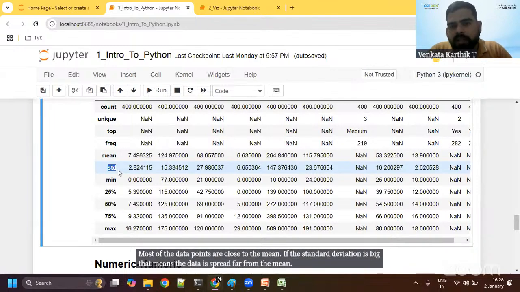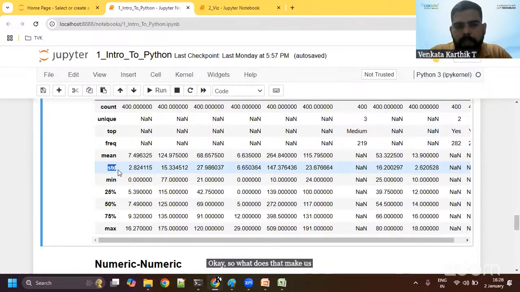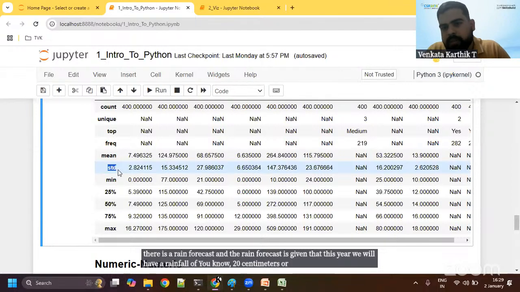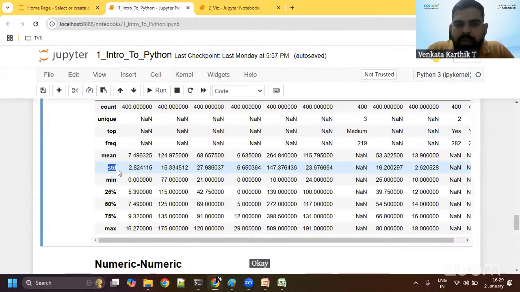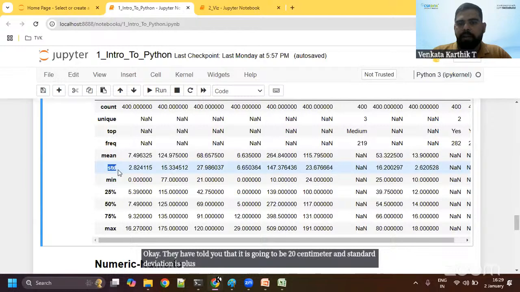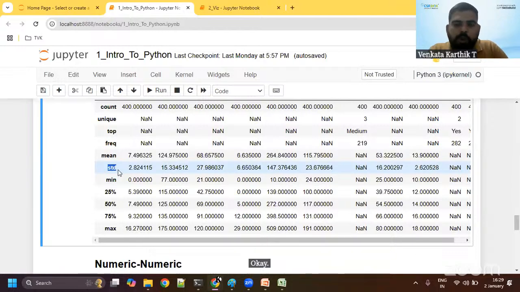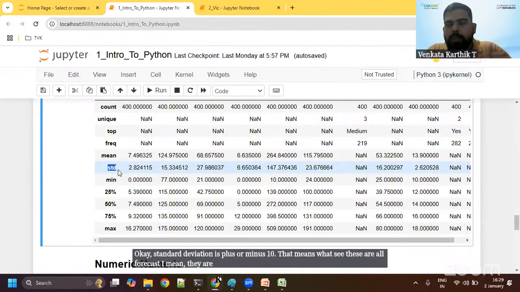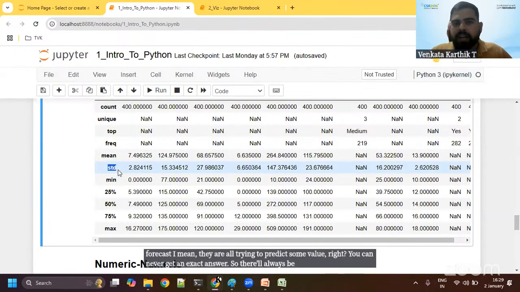Okay. So what does that make us understand? See, for example, let's say there is a rain forecast, and the forecast says that this year we will have a rainfall of 20 centimeters. Okay. And now they have told you that it is going to be 20 centimeters and the standard deviation is plus or minus 10. That means what? See, these are all forecasts, right? They are all trying to predict some value. You can never get an exact answer. So there will always be kind of an error in it, correct?